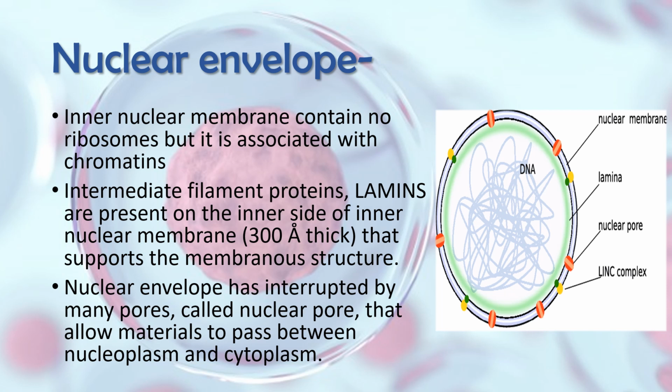So as we just discussed, the outer nuclear membrane is rough in structure due to the presence of ribosomes. Ribosomes are present on the outer nuclear membrane, but at the inner nuclear membrane there are no ribosomes present, but this inner membrane is associated with chromatin. So let's discuss the inner nuclear membrane. This inner nuclear membrane is associated with the chromatin. Okay, so chromatin is basically organized through this inner nuclear membrane.